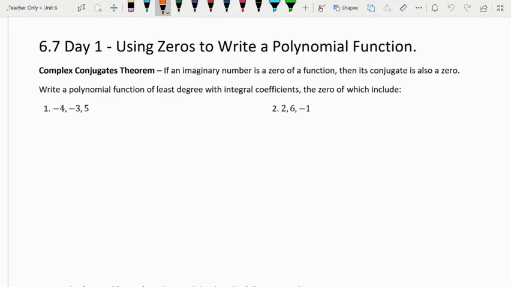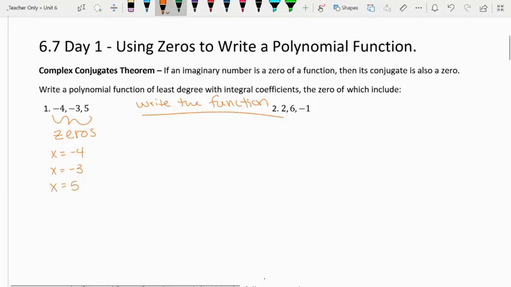What it's saying is we're going to write the polynomial function of least degree with integral coefficients, the zeros of which include blah, blah, blah. That's just a whole lot of words for saying write the function. So these are the zeros. This is basically saying x equals -4, x equals -3, x equals 5. And those are my answers when I factor and solve a function.